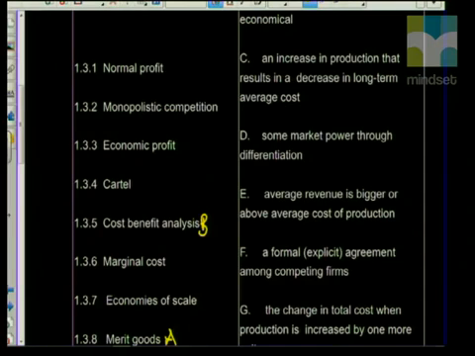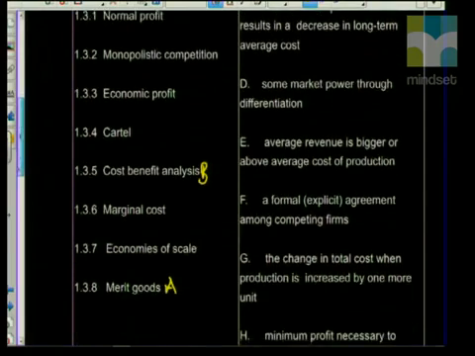C in column B, an increase in production that results in a decrease in long-term average cost. That would be known as economies of scale. So the answer is C.